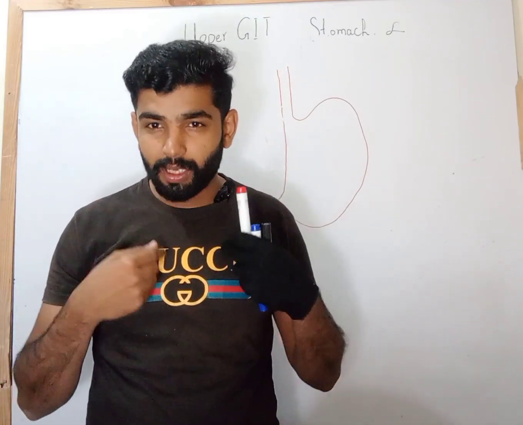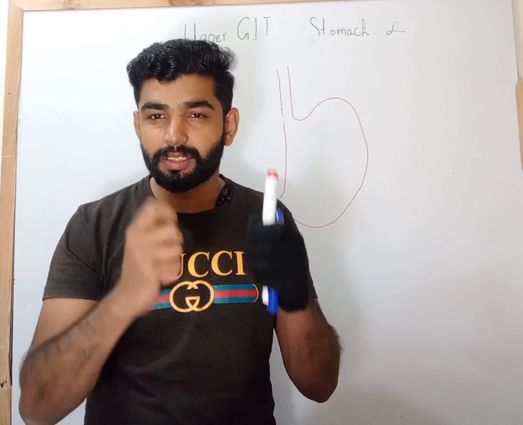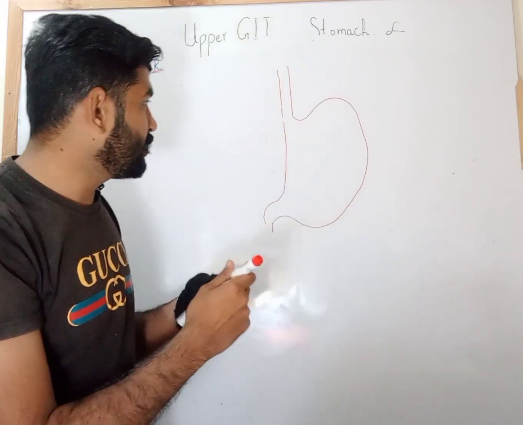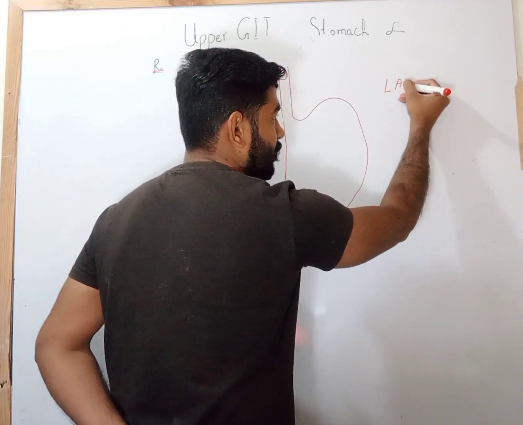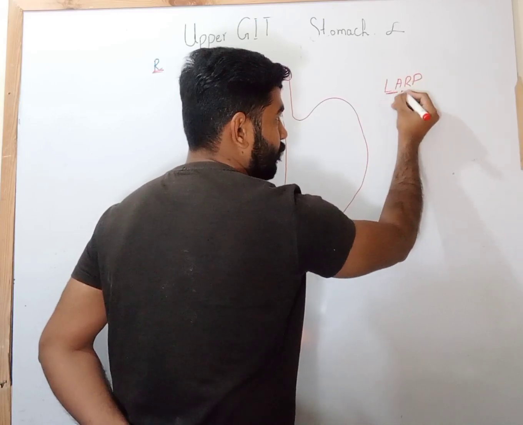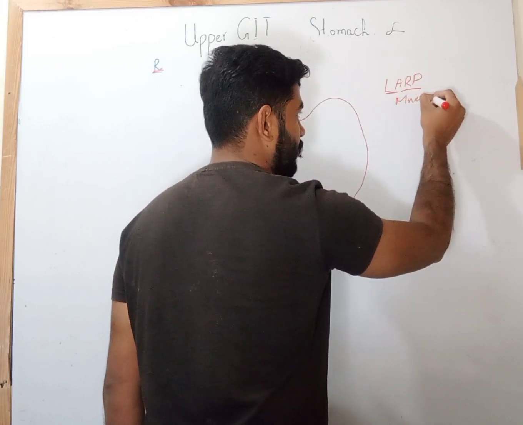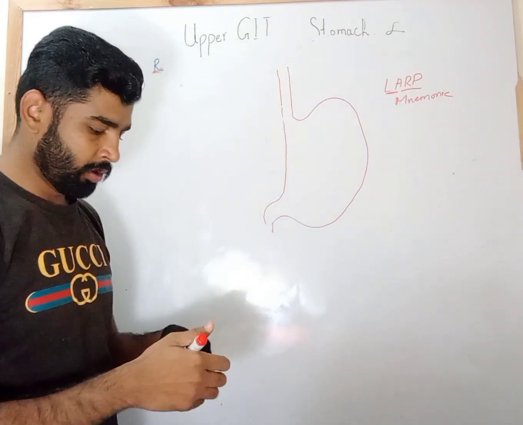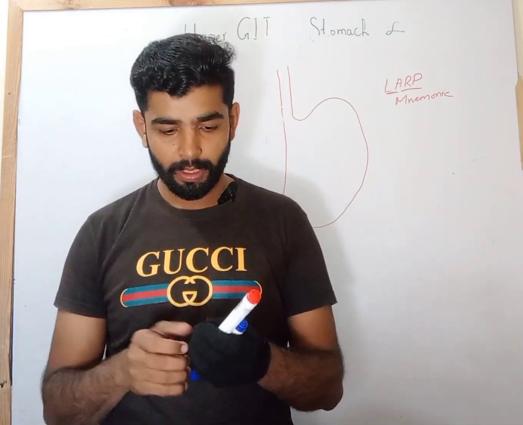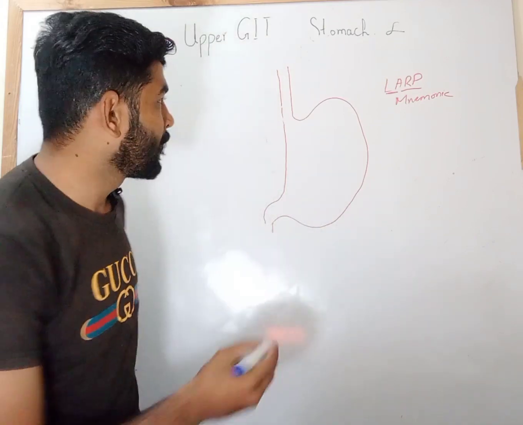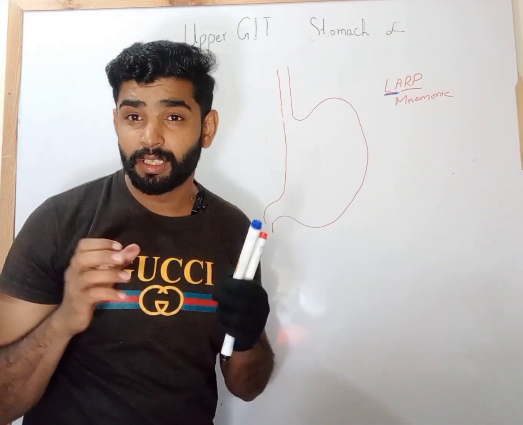The vagus nerve mainly crosses through the esophageal hiatus. The opening in the diaphragm is called the esophageal hiatus, and the mnemonic is L A R P, for easy understanding. Now the stomach has an anterior part and a posterior part. The anterior part is supplied by the left vagus nerve.